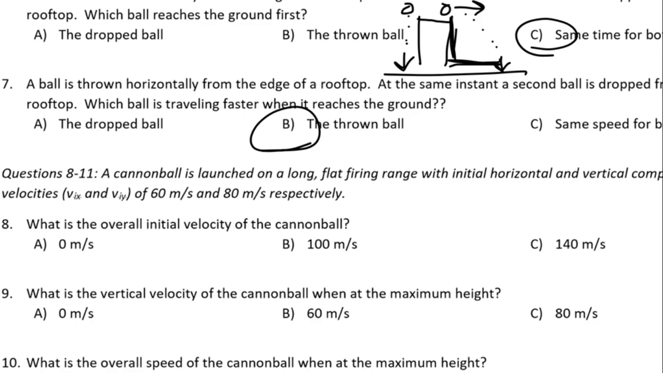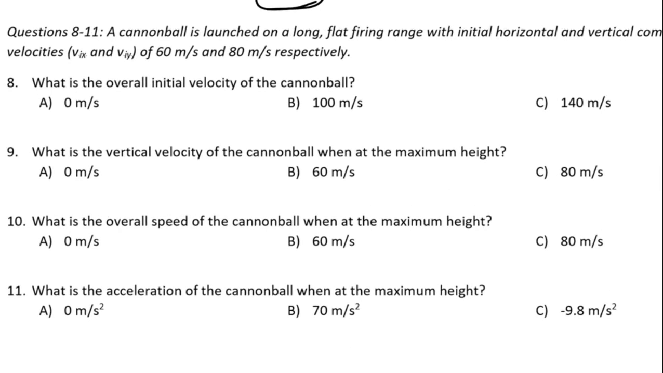All right. The next four problems all deal with a cannonball launched on a flat firing range with initial vertical and horizontal velocities of 60 and 80 meters per second.